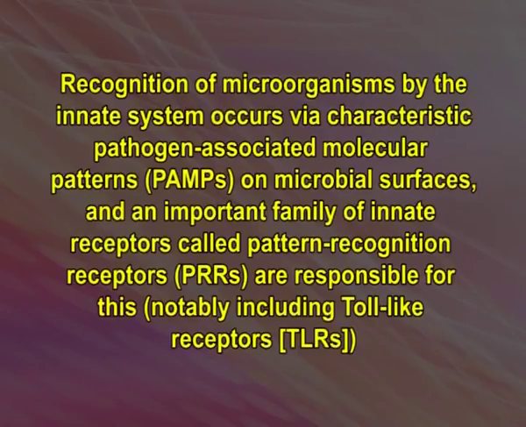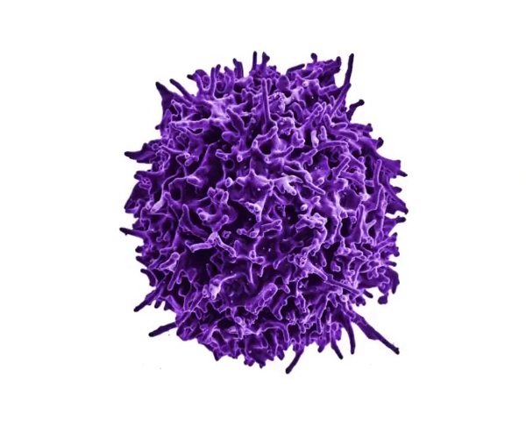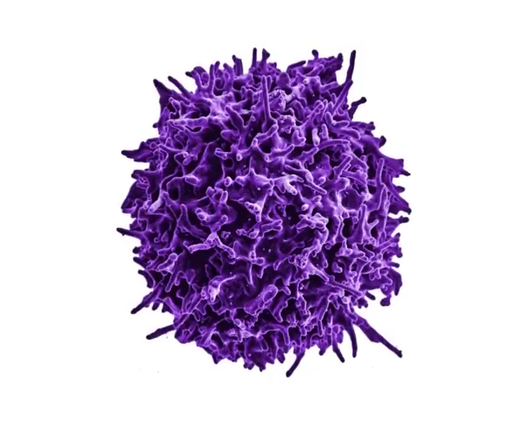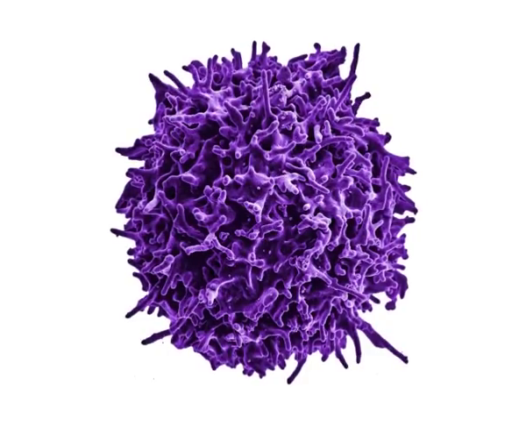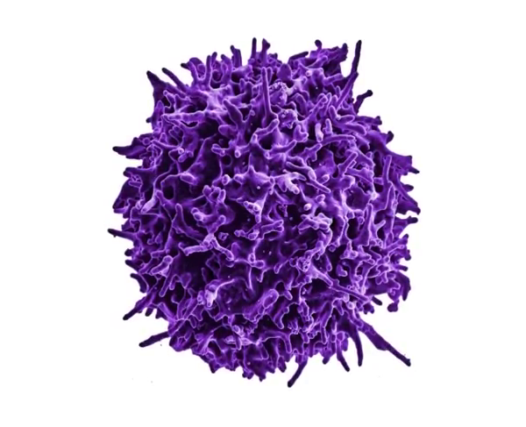Recognition of microorganisms by the innate system occurs via characteristic pathogen-associated molecular patterns, that is PAMPs, on microbial surfaces, and an important family of innate receptors called pattern recognition receptors, that is PRRs, are responsible for this, notably including toll-like receptors, that is TLRs. The natural killer, that is NK cell, is another important innate cell that is able to detect and target intracellular infection of body cells by viruses.